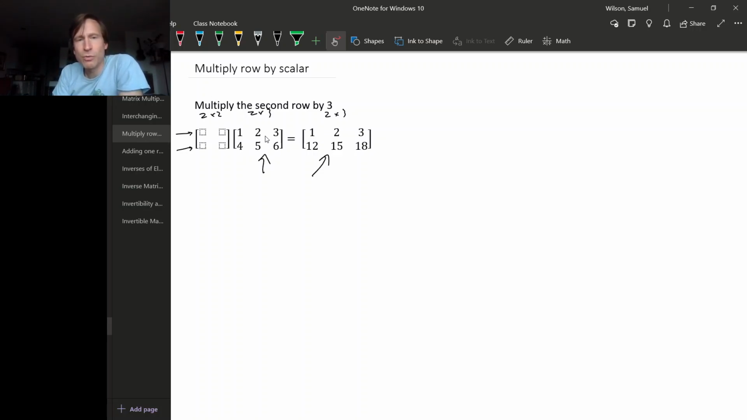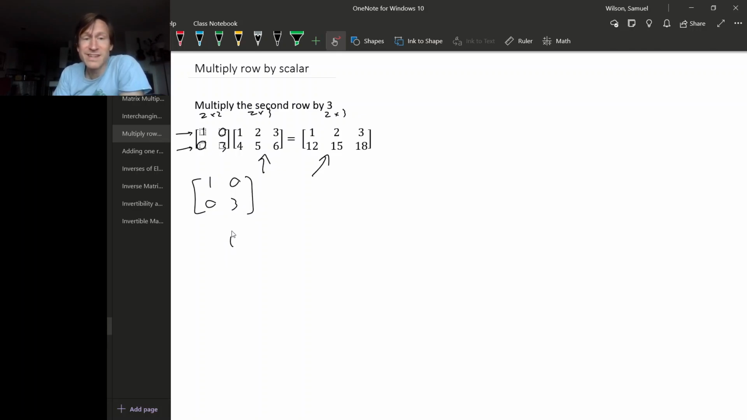For the first row, we don't want the first row to change at all, so we want 1 copy of the first row and 0 copies of the second row. And then for the second row, in our result, we want 0 copies of the first row and 3 copies of the second row, so put a 3 here. So the matrix that does this row operation is 1, 0, 0, 3.